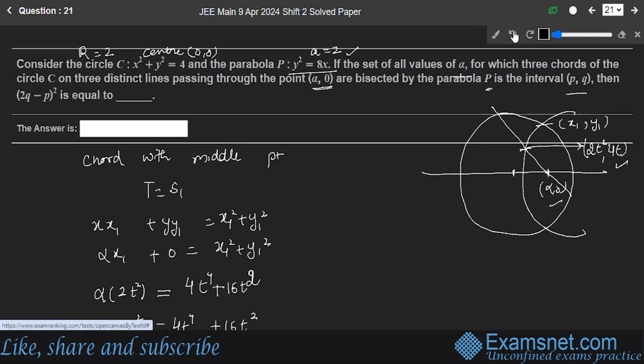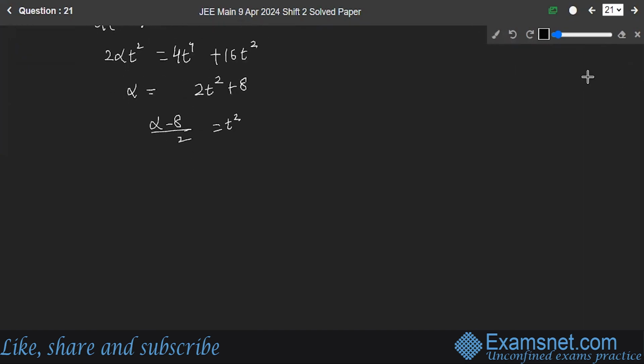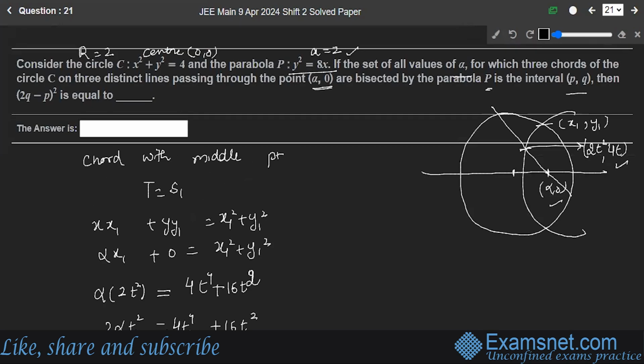Here alpha should be greater than 0 because t square is there. So alpha should be greater than 8. Now, the next thing, this point (2t square, 4t) is lying inside the circle. The equation of the circle was x square plus y square is equal to 4. So from here you have (2t square) whole square plus (4t) whole square minus 4 is less than 0, because this point is lying inside the circle.